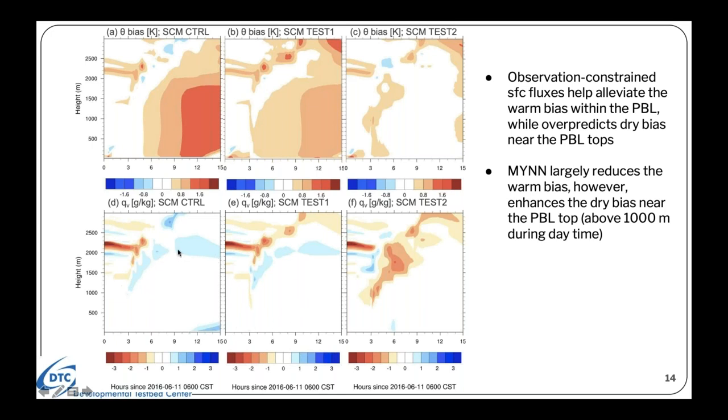There is a slight wet bias just below PBL top, and then a dry bias above that. We look to our test two, which again had the MYNN PBL, and that dry bias has expanded quite a bit. And I'll cover a little bit more in a few slides why this dry bias is here.